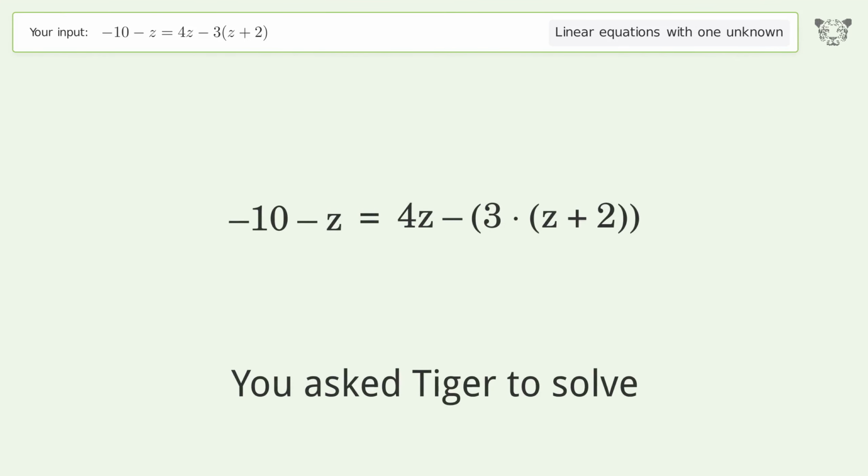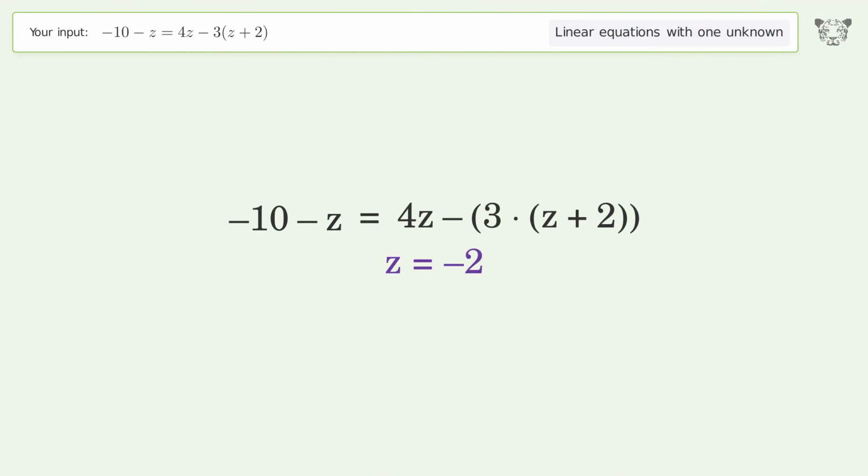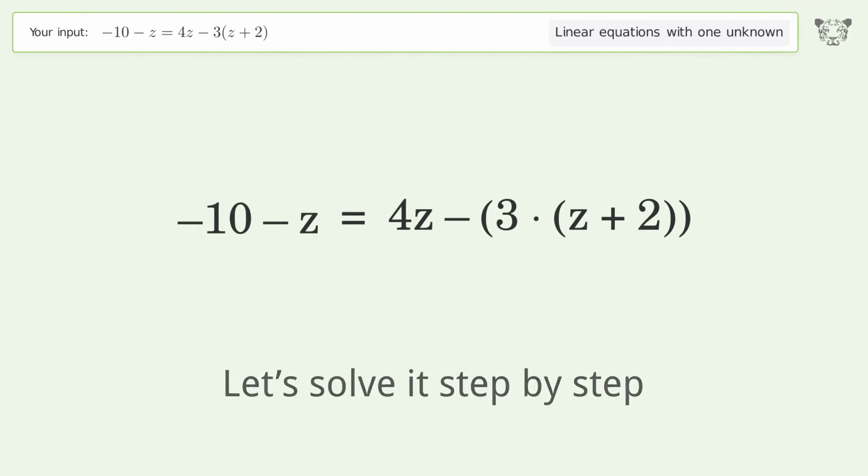You ask Tiger to solve. This deals with linear equations with one unknown. The final result is z equals -2. Let's solve it step by step.